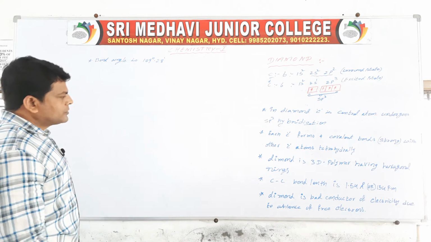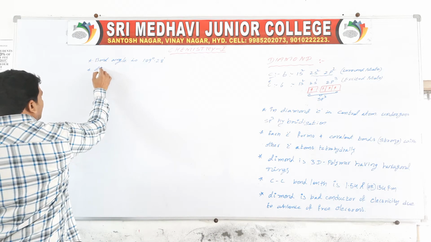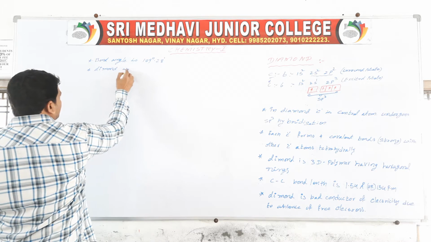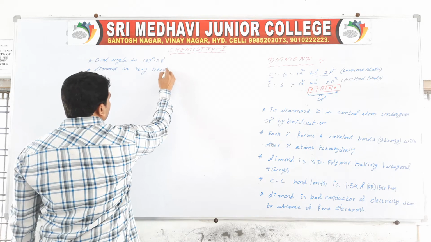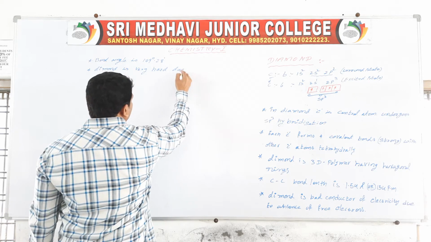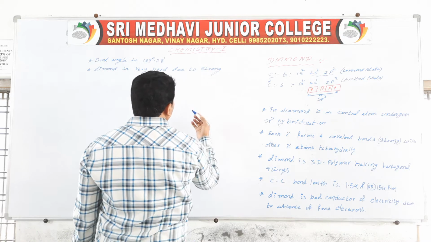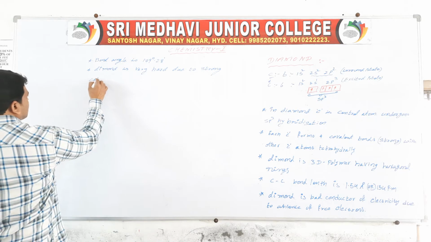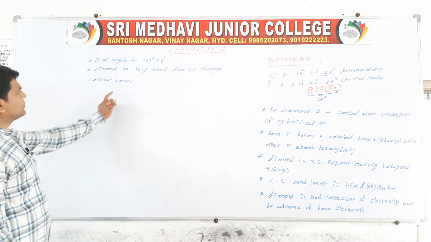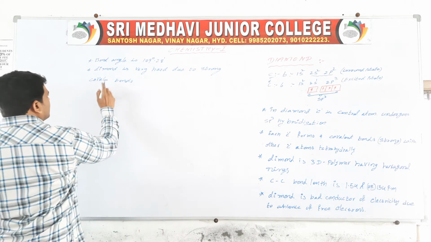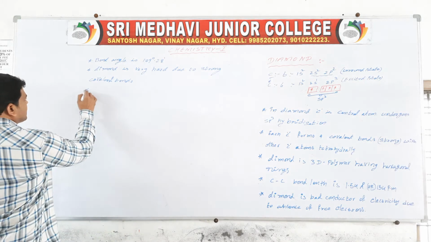Okay, so diamond is very hard due to strong covalent bonds. The melting and boiling points are very high.